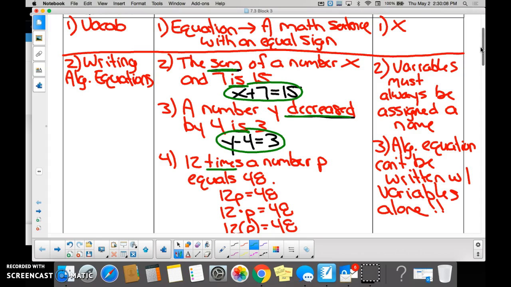Okay, here's another one I underlined. What does this keyword mean? Multiply.